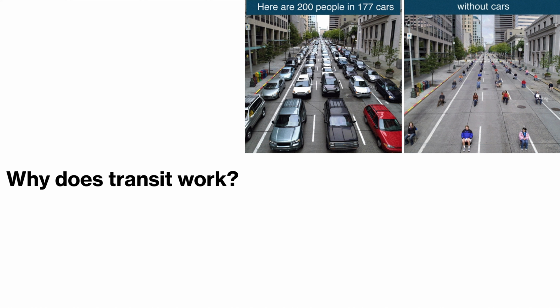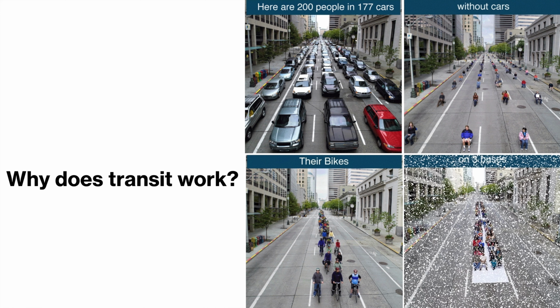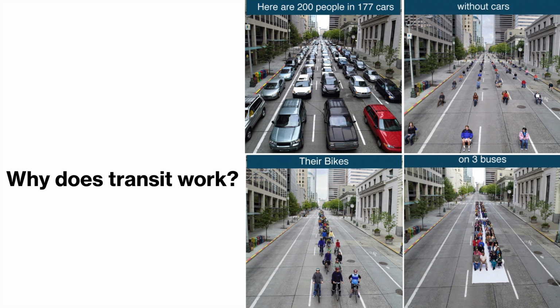Every single person requires at least 225 square feet for the rest of their private automobile, and that's not accounting for the fact that lanes, especially on highways, are sometimes twice as wide as the cars that run down them. But if you take everybody, all 200 people, and put them on bicycles, you can reduce their lane usage by a fifth, but also all 200 people fit on only 3 buses.